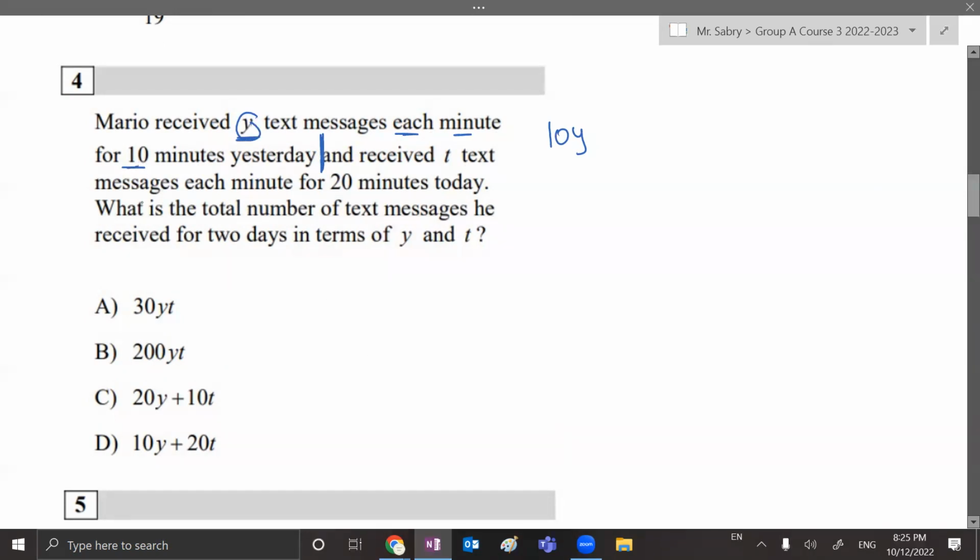And received T text messages each minute for 20 minutes. So another thing, each minute for 20 minutes, so it's 20 times T. Now, what is the total number of text messages he received for 2 days? So I'll just add this plus that, and that's it. That's the answer. D.